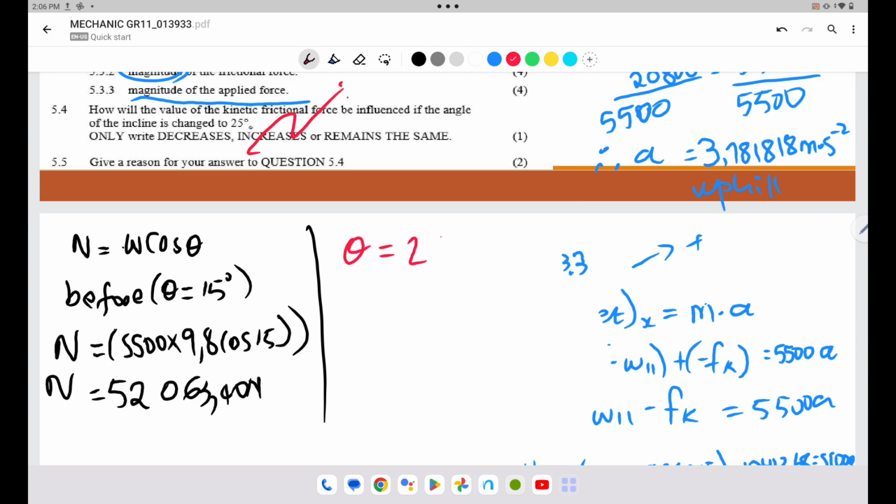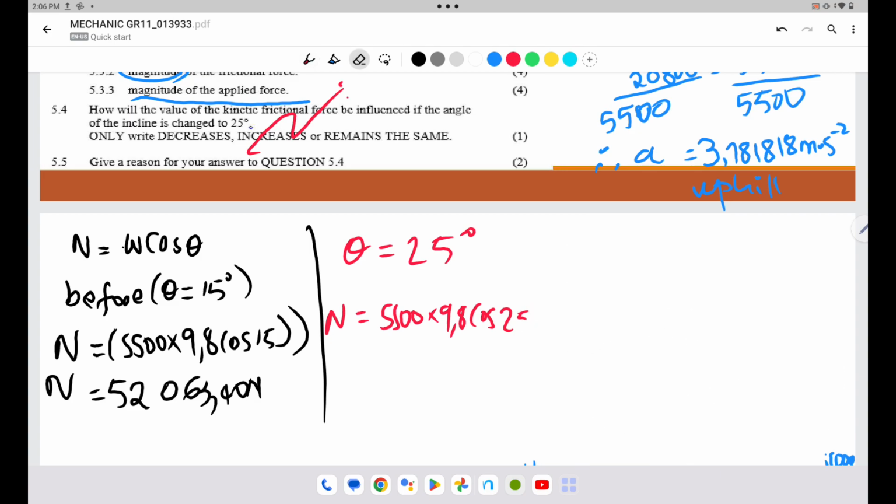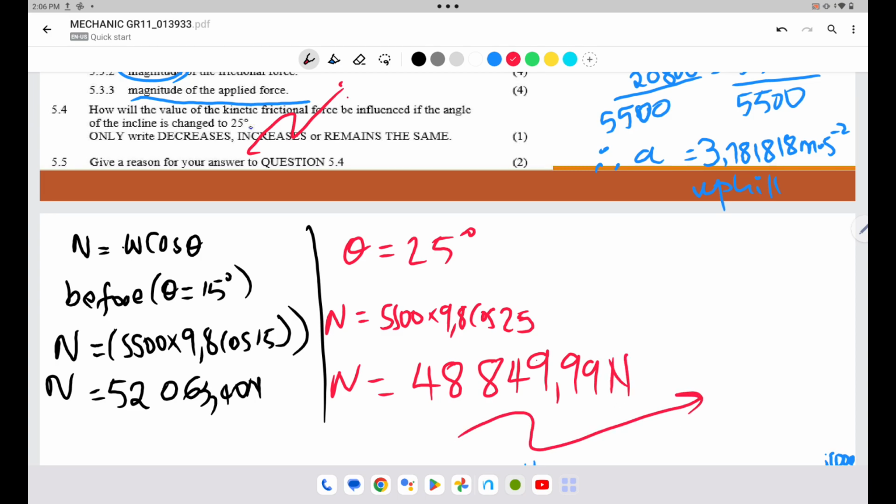Let us see what the new normal is when now theta has been increased to 25 degrees. Normal will be 5,500 multiplied by 9,8 cosine of 25. Okay, if I sub that in on my calculator, it tells me that the new normal will be equal to 48,849.99 newtons. Okay, so clearly over here, the normal is affected.